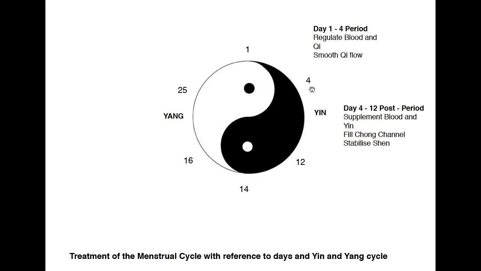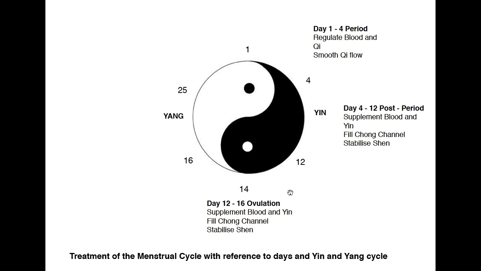Okay, now as soon as the period's finished, you get into this post-period time between day 4 and day 12, and that's the critical time for supplementing the blood and the yin. So that's when diet is really important. That's when you should really emphasize dietary supplements and correct eating, relaxed eating. Remember, the yin time is the time where they need quietness and rest. Okay, what you'll find is the Chongmai channel will fill up with blood. That's what happens from a Chinese medicine point of view. And also you want to stabilize the Shen because the Shen is linked to the heart blood. So that's what will be happening around here.